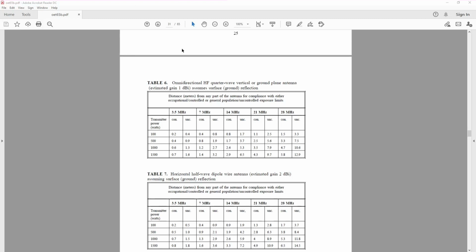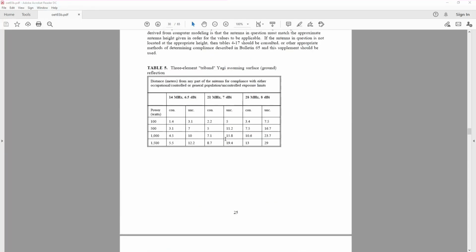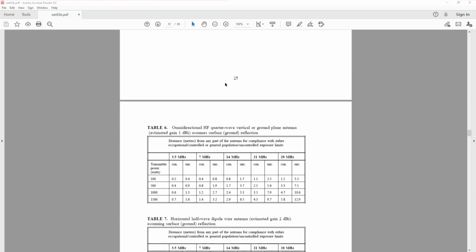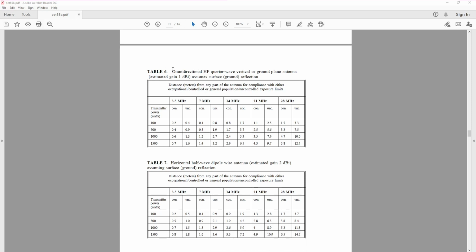Now you can see you've got 65 pages of this and it goes into all sorts of calculations, loads of tables for everything. You've got a calculation for a tri-band Yagi there. I'm just going to simplify this and look at what most of us are going to be working with, at least earlier on in our radio careers. So this is table 6 here, for omnidirectional HF quarter wave or ground plane antenna, estimated at 1 dBi, which would pretty much tie in with the antenna you see in the photo.